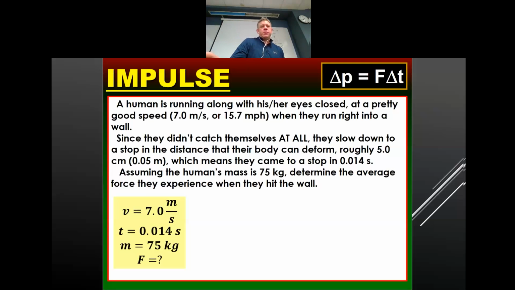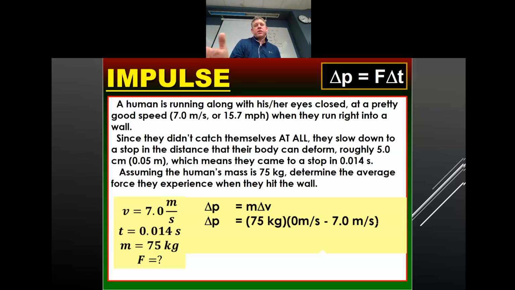The reason that I want to do it through impulse is because I know here that, again, my impulse is mass times the change in velocity. It's the easiest way to find it, in my opinion, all right? So what we see is our change in momentum is going to be the mass times that change in velocity. So we take our 75 kilograms and times it by a -7, right? So in this case, our change in momentum is going to be -525 kilogram meters per second, all right?